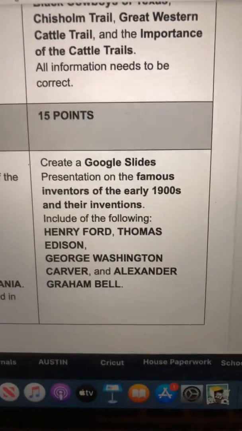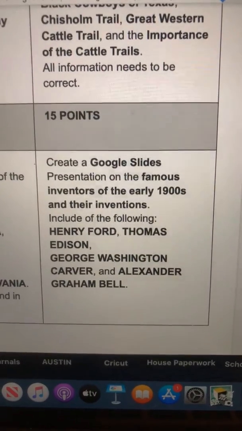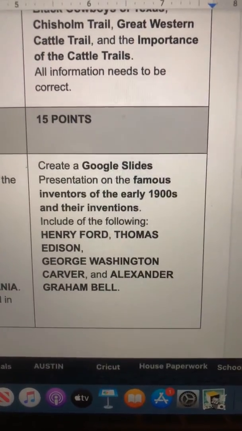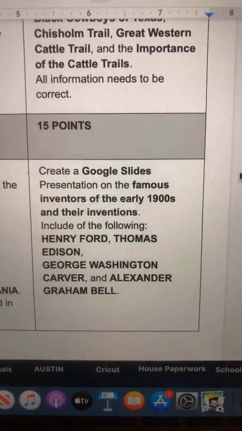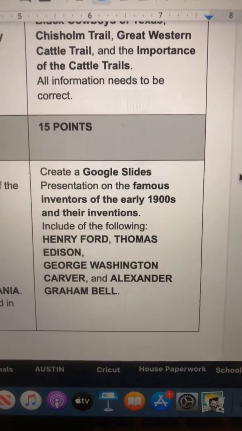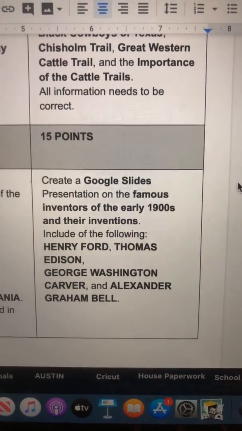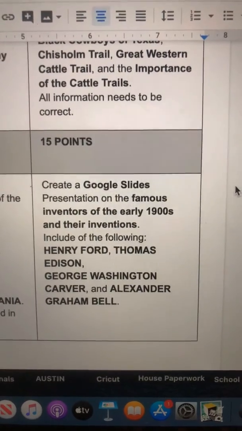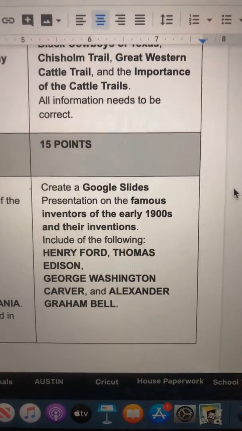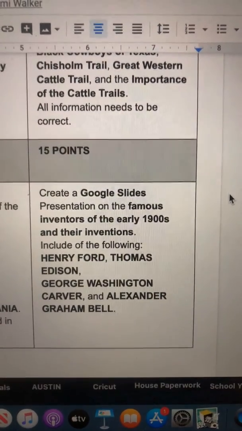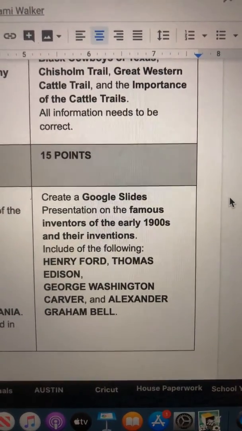All right, so the last 15-point choice is: create a Google Slides presentation on the famous inventors of the early 1900s and their inventions. You need to include the following people on the slides if you choose to do this one: Henry Ford, Thomas Edison, George Washington Carver, and Alexander Graham Bell.